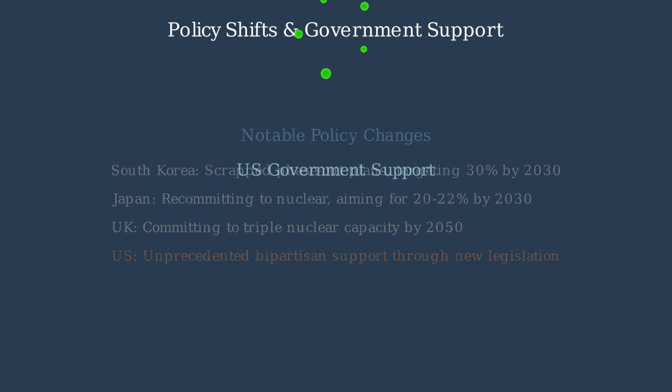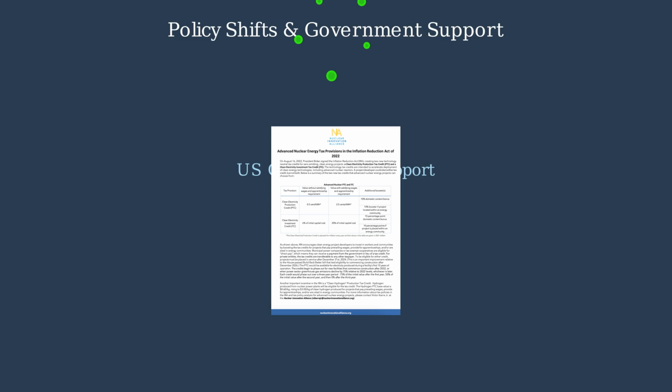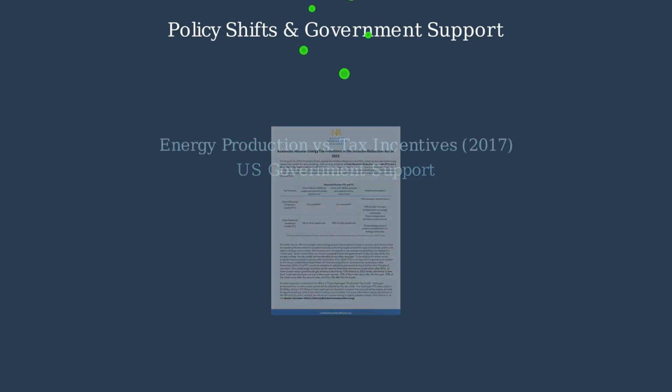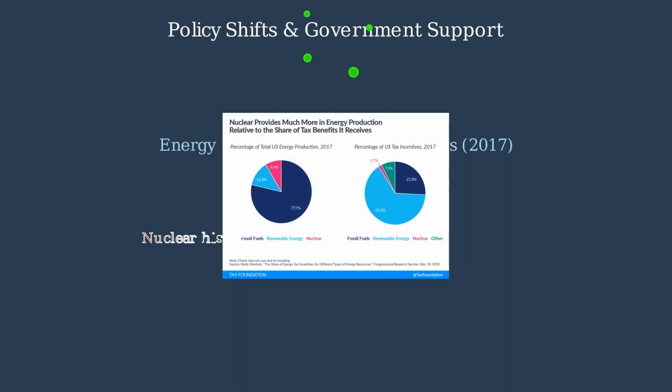In the United States, the Inflation Reduction Act of 2022 represents a major policy shift, providing substantial investment and tax incentives for both existing and new nuclear plants. Historically, nuclear power has received disproportionately low tax incentives compared to its energy contribution. In 2017, nuclear produced 8.4% of U.S. energy, but received only 1.7% of tax incentives.